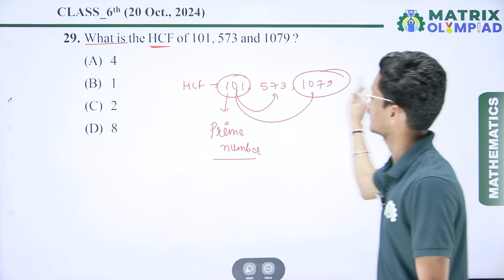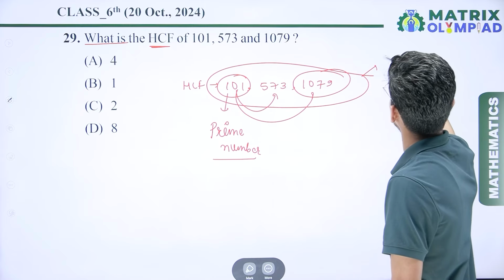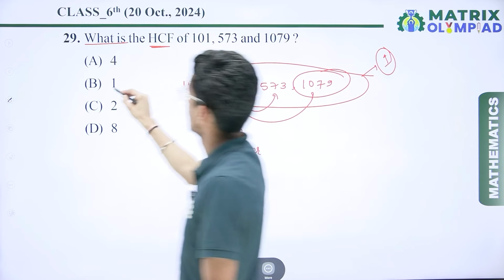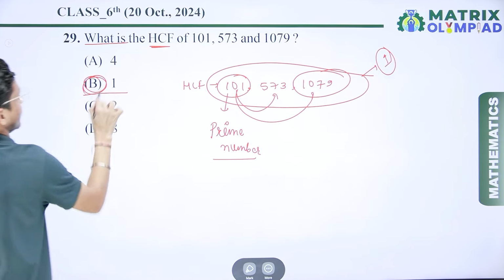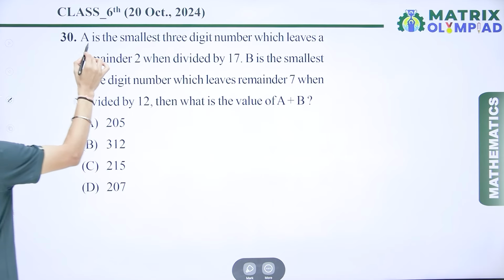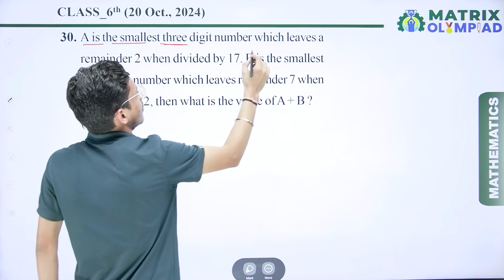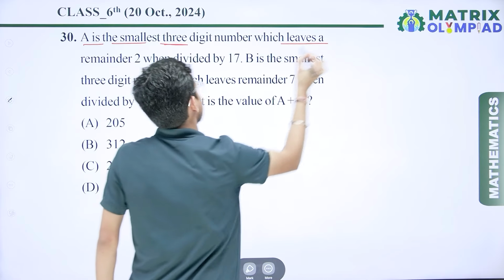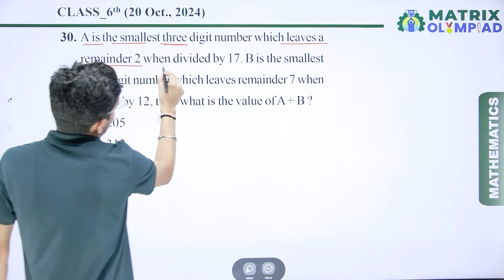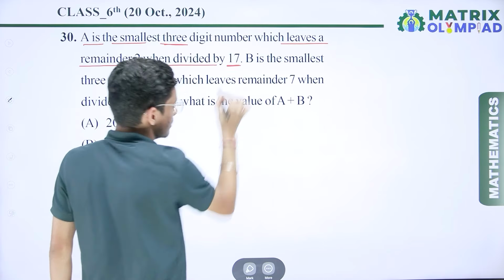So I can say that the HCF of all these numbers is 1. So check which option is correct here. So here option number B is the correct answer. Now the next question is that A is the smallest 3-digit number which leaves a remainder 2 when divided by 17.